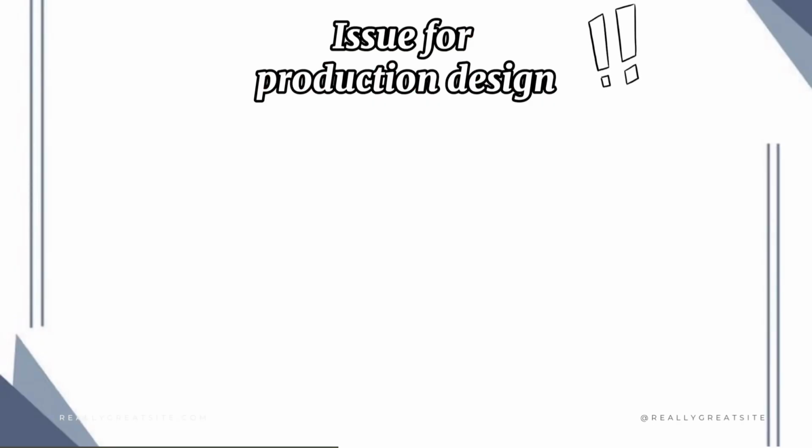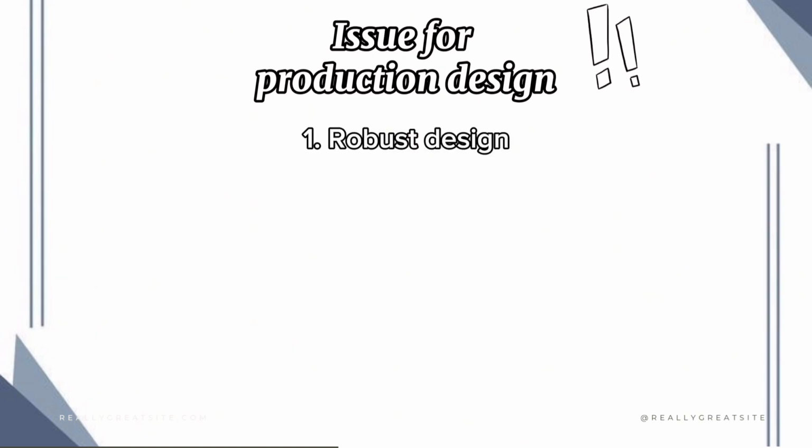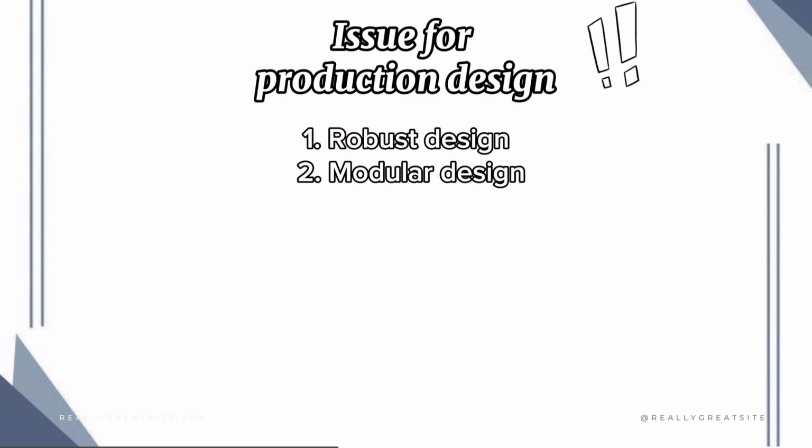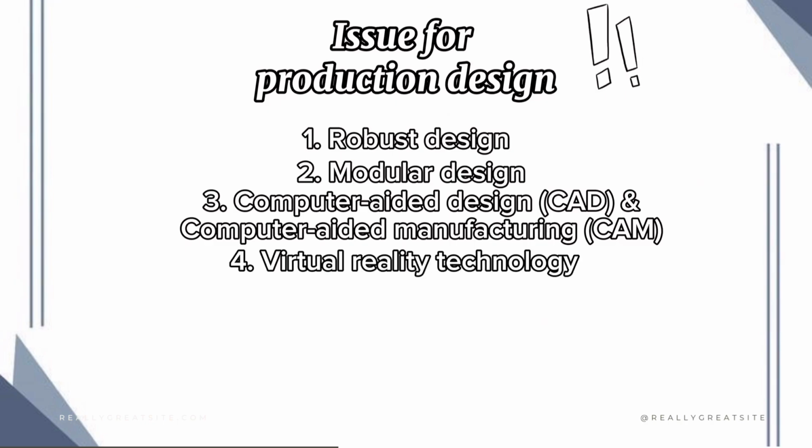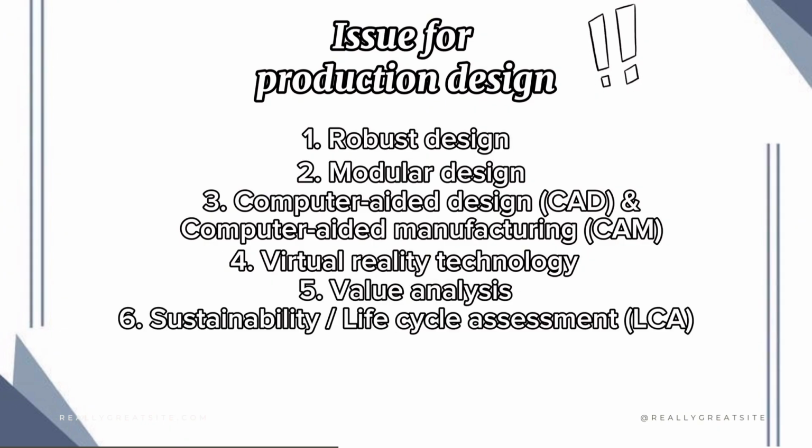There are 6 issues for production design. The first one is robust design. The second one is modular design. The third one is computer-aided design (CAD) and computer-aided manufacturing (CAM). The fourth one is virtual reality technology. The fifth one is value analysis, and the last one is sustainability or life cycle assessment (LCA).